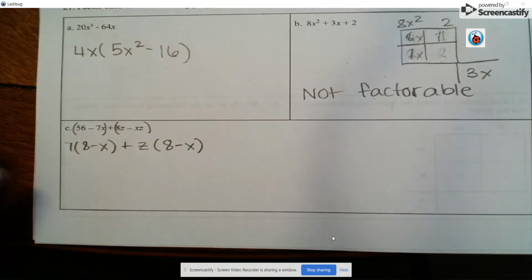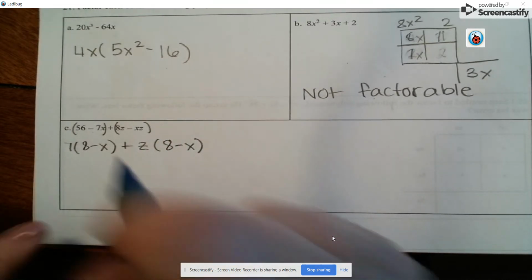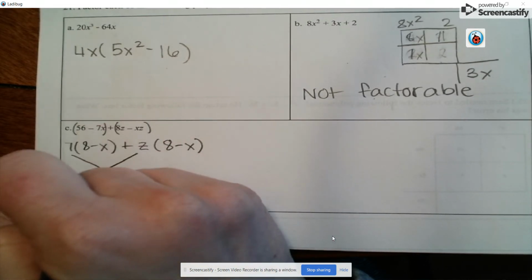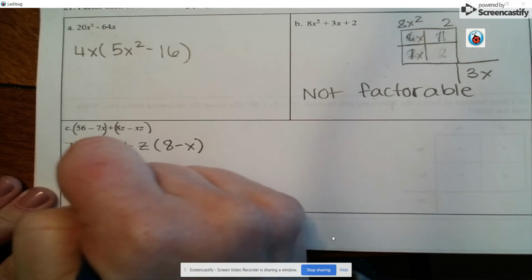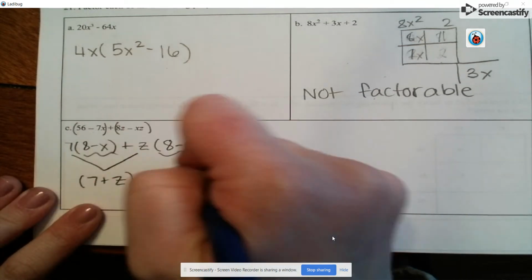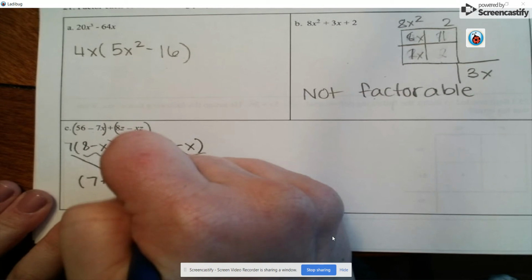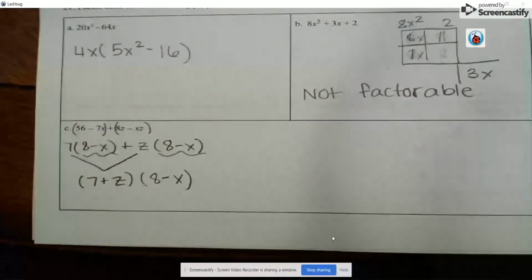This one turned out nicely. I don't have to change any of the signs. So I'm going to take that 7 and z and make that 7 plus z, and then 8 minus x is shared, so 8 minus x. And that would be our final answer.